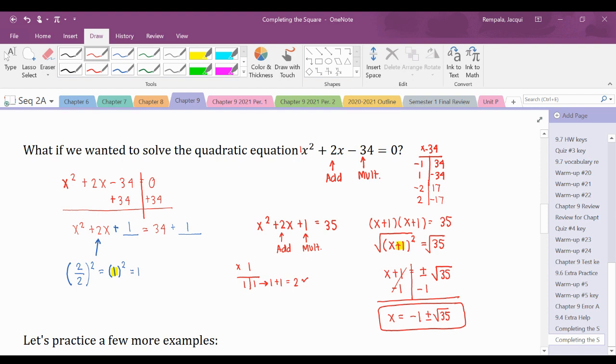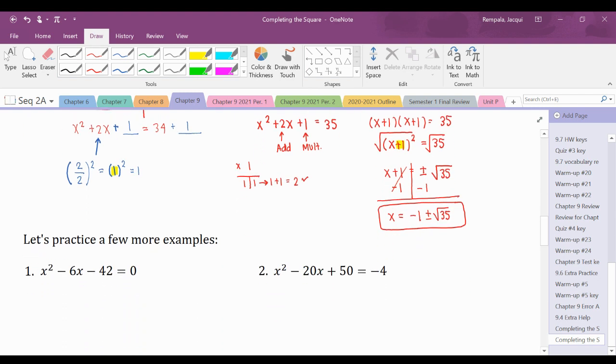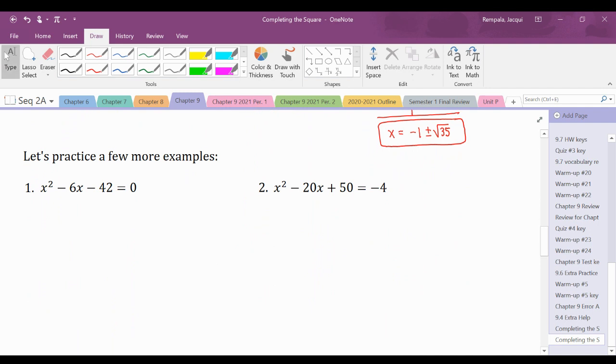Okay, that was a lot of information to process. Let's try a couple more examples together and see if we can get the hang of this pattern. So let's practice this next one. x squared minus 6x minus 42 equals 0.